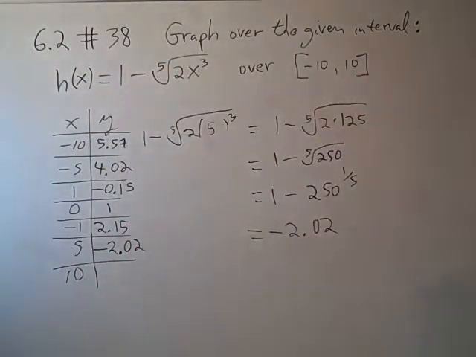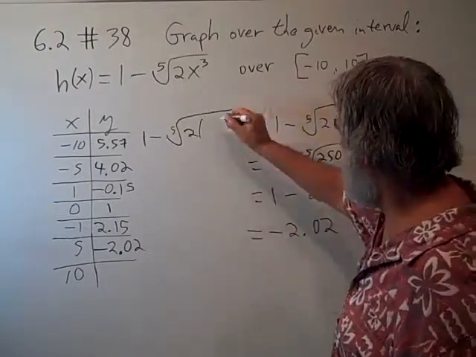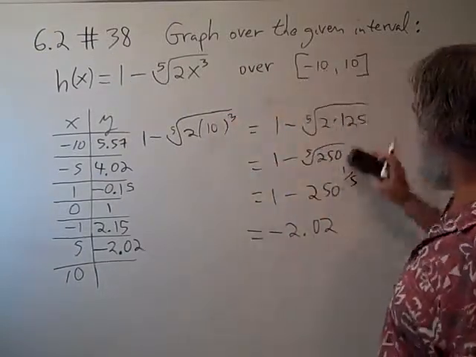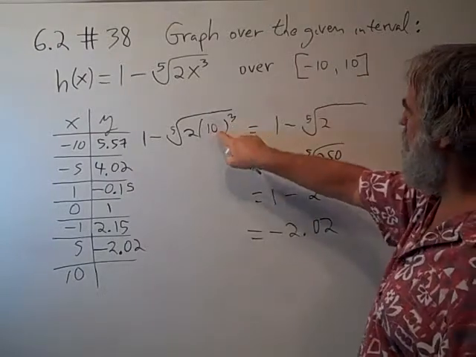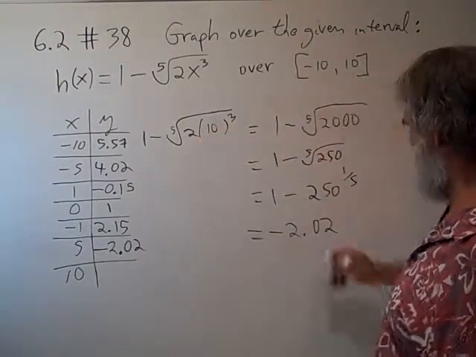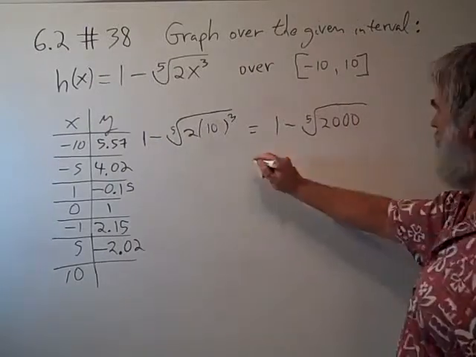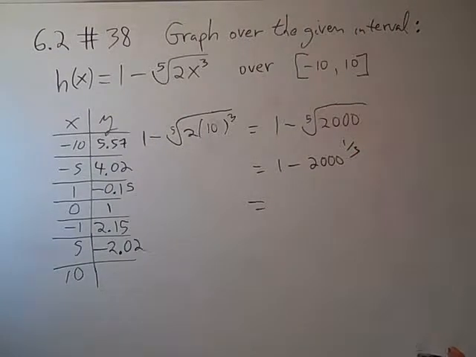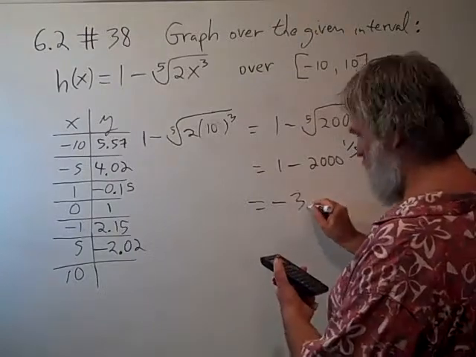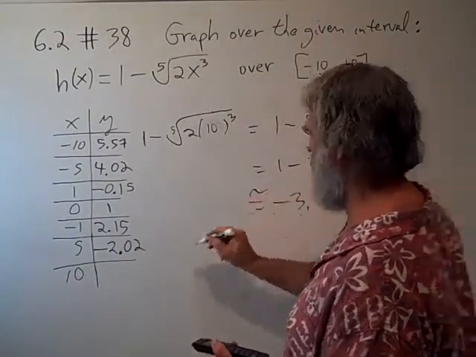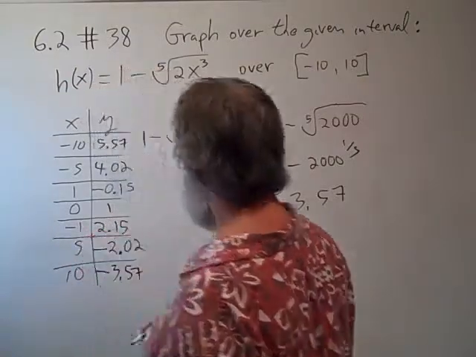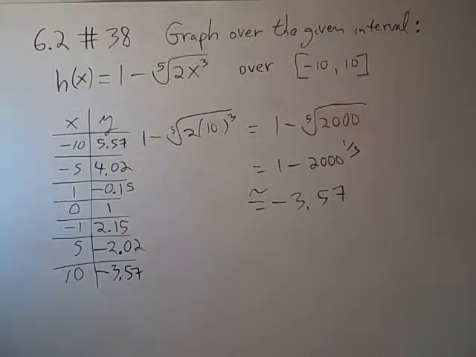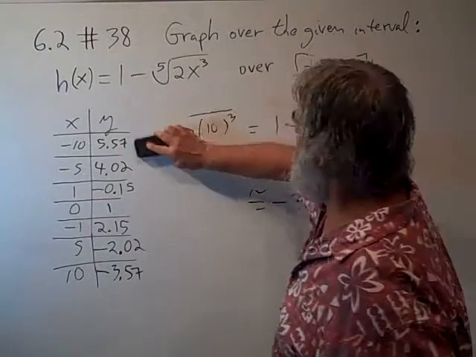Finally, one last value. Plugging in x equals 10. We end up with 10 to the third power is 1,000. 2 times 1,000 is 2,000. So this equals 1 minus 2,000 to the 1/5 power. 2,000 to the 1/5 power is 4.573. Subtract that from 1, and we get negative 3.57 approximately. Okay, now we have a bunch of data points. We should be able to graph this thing. So let's do it.